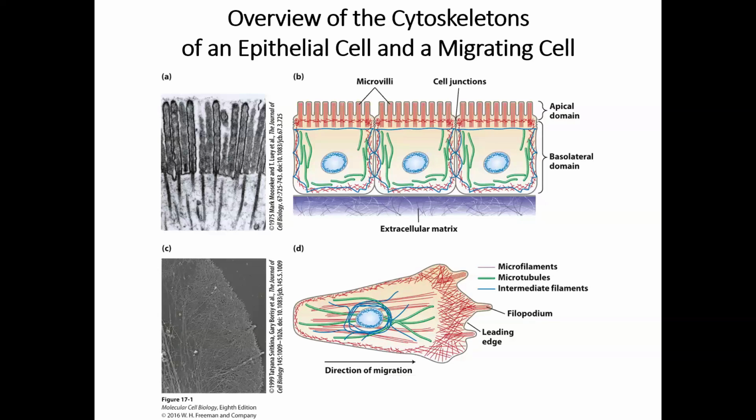And this is a migrating cell. What do you mean by a migrating cell? This is a typical crawling cell, like your white blood cells. This could be a neutrophil, a macrophage, basophil, eosinophil. These are all motile cells that can move. They can move from the blood capillaries into the tissue space and look for pathogens and antigens.